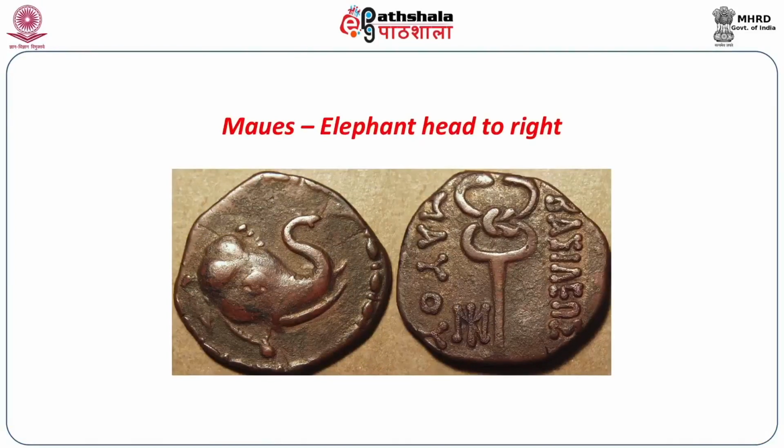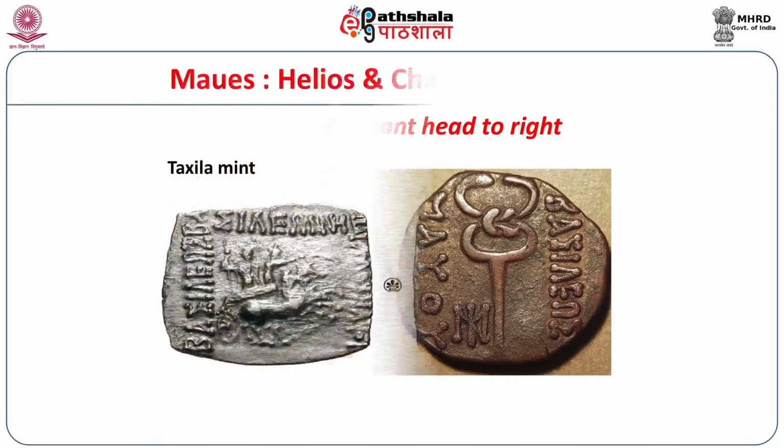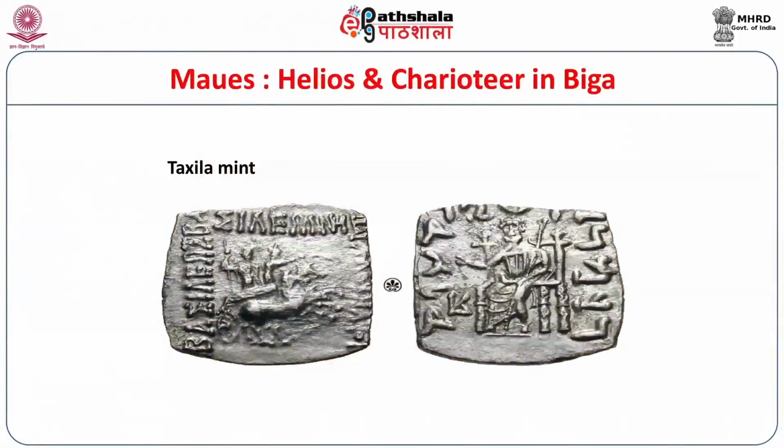We have another very interesting coin issued by Maues, probably from the Taxila mint, where we have the sun god Helios driving a biga, that is, a charioteer in a biga, and then on the reverse we have Zeus sitting on a throne. So these types of coins were produced in the mint at Taxila, and therefore from the coin types we can understand the territorial extension of these rulers.